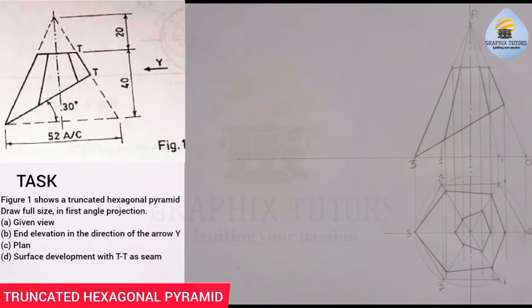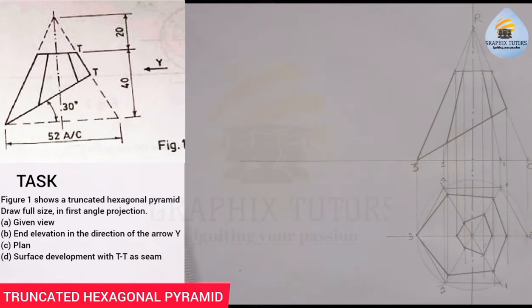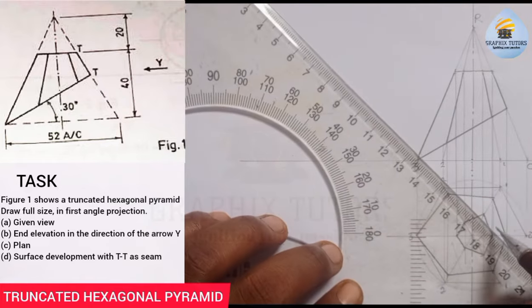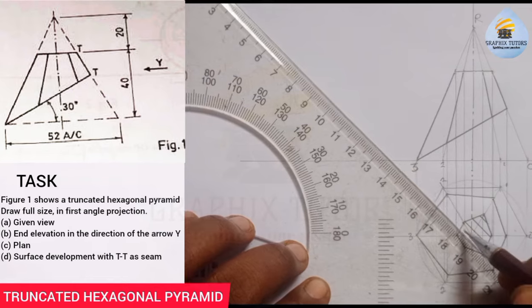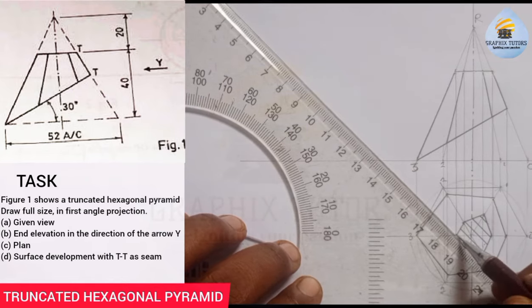So the truncated part is the section part, which I am going to section this way to show that that part was cut off. Is that taken?